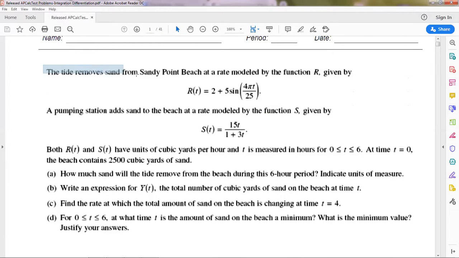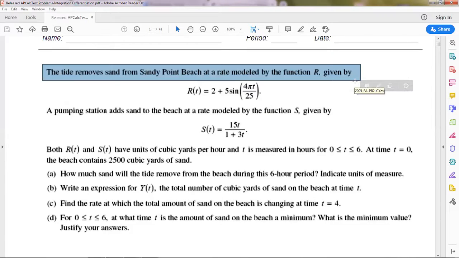The tide removes sand from Sandy Point Beach at a rate modeled by the function r, given by r of t equals 2 plus 5 sine of 4 pi t over 25. A pumping station adds sand to the beach at the rate modeled by the function s, given by s of t equals 15t over 1 plus 3t. Both r and s have units of cubic yards per hour, and t is measured in hours for 0 to 6. At time 0, the beach contains 2,500 cubic yards of sand.